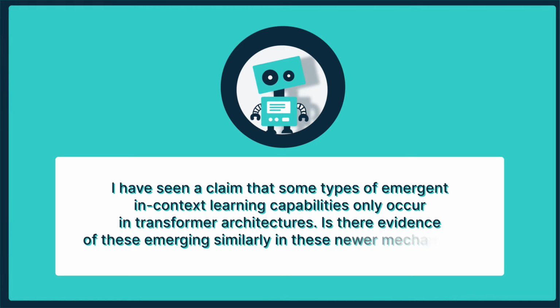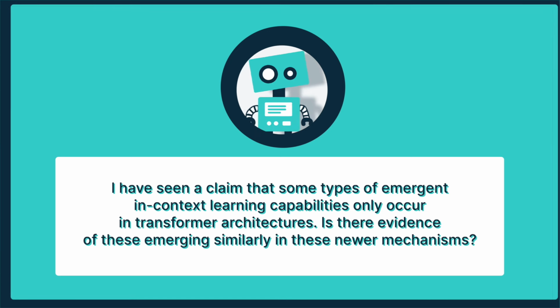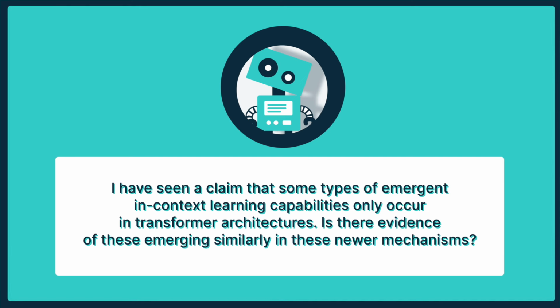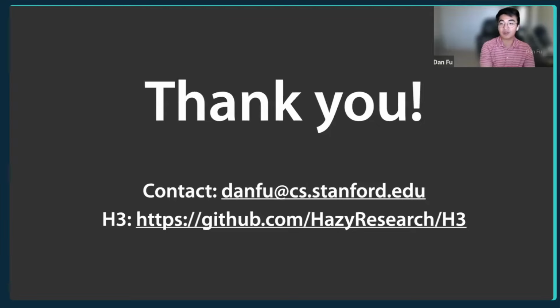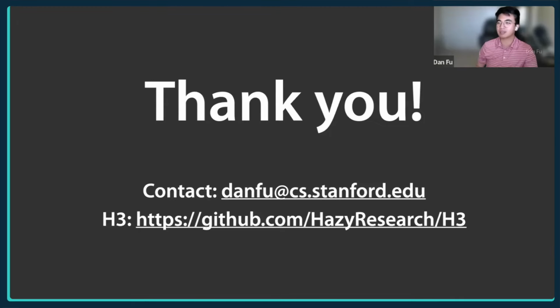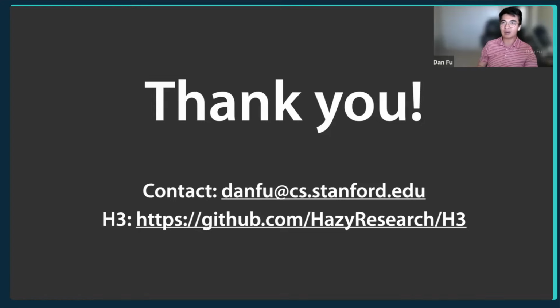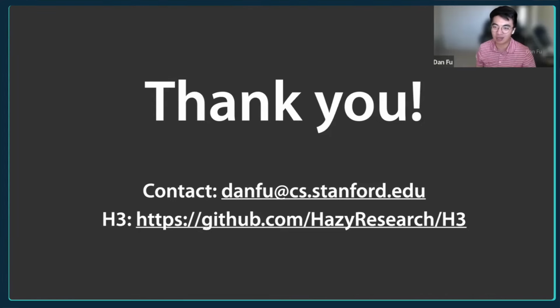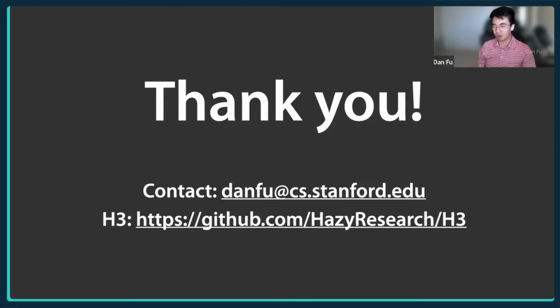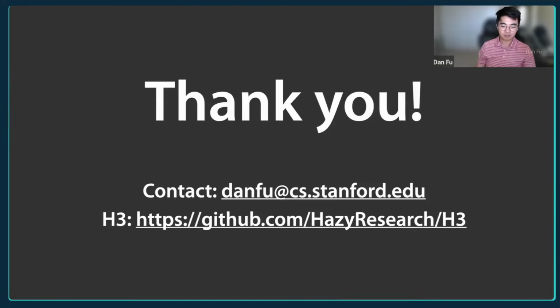I've seen a claim that some types of emergent in-context learning capabilities only occur in transformers. Is there evidence of these emerging similarly in these newer mechanisms? Yeah, so there's a good deal of evidence. In H3, even back in 2022, we were doing these few-shot learning tests, which is kind of like in-context learning. And with those new architectures, performance improves with higher shot learning in mostly the same way as transformers.